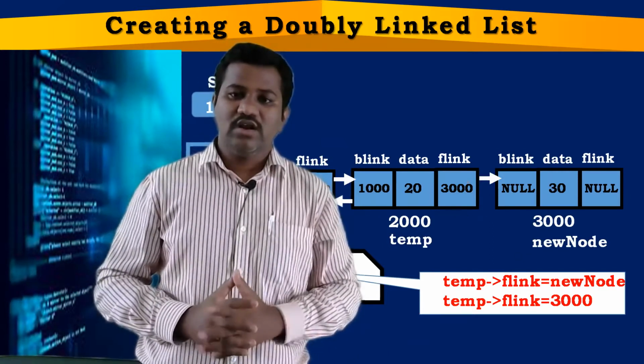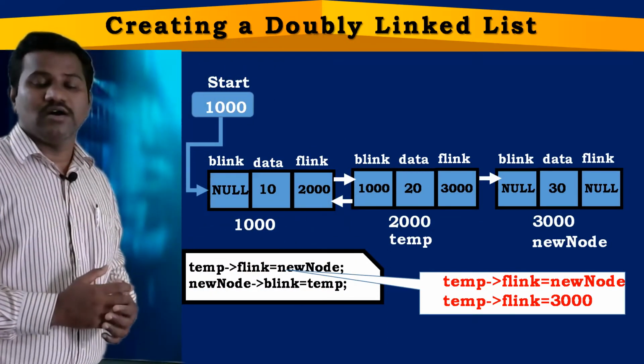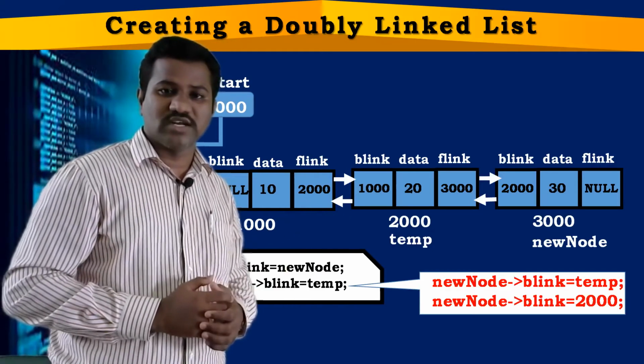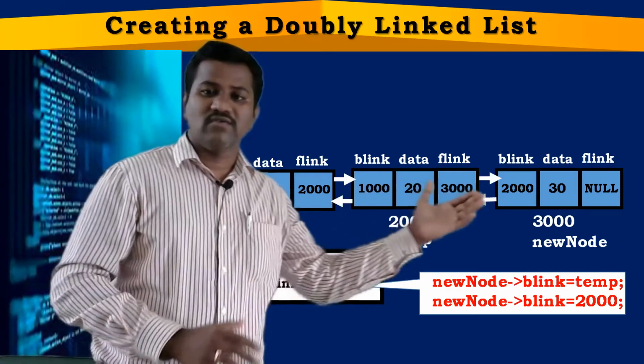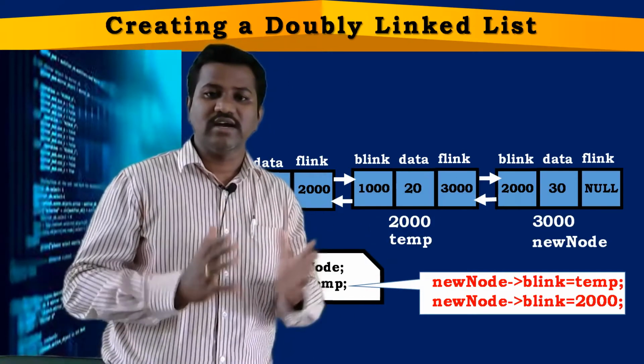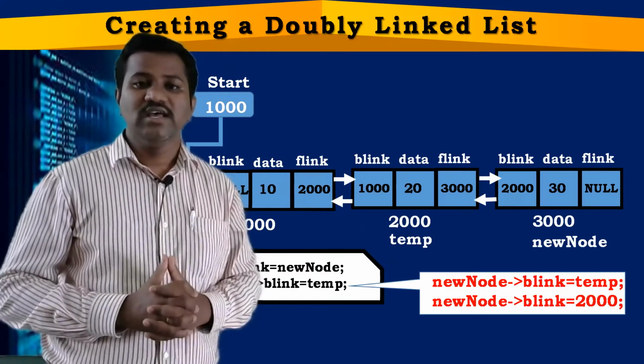so that the link is established from temp to new. Now later we need to go with another instruction. New node arrow backward link is assigned with temp. Temp initially is 2000, and the 2000 is stored in the backward link of the new node. So a backward link is established between new node and temp. And this is how the third node is created in the case of a double linked list.